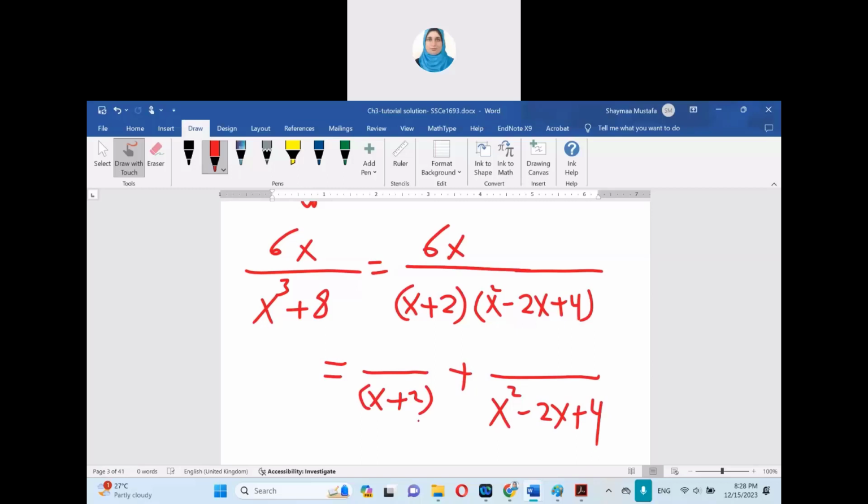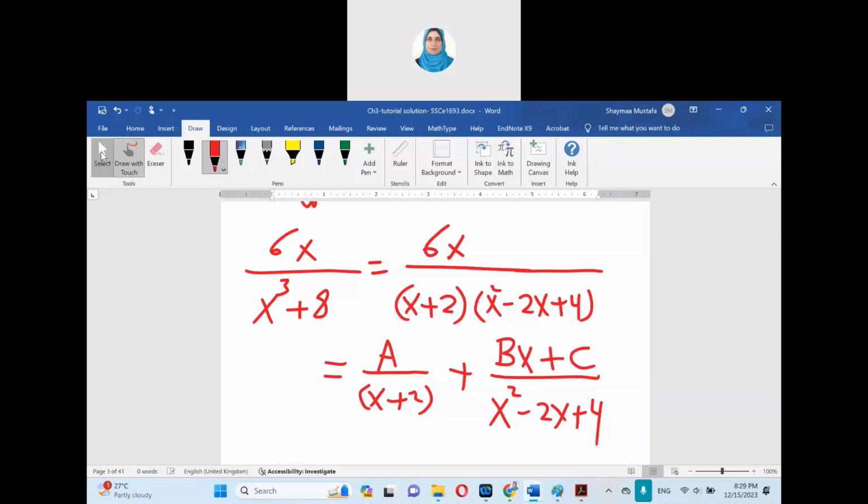Now this one, x plus 2, is linear, so the top is a constant a. The second one is a quadratic, x squared minus 2x plus 4, but this one cannot be factorized. It has no real solution. So here in the top you cannot put a constant. You have to put a linear expression, which is px plus c.